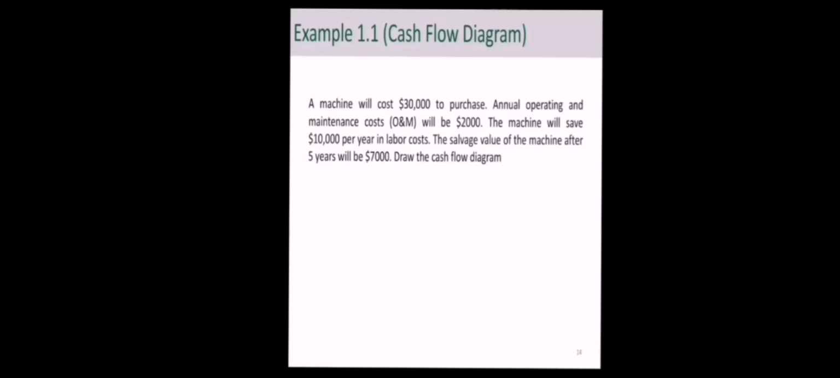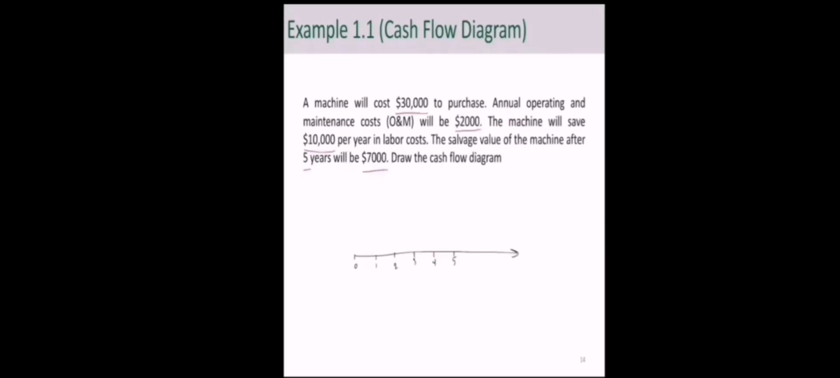So dito is kailangan natin mag-draw ng cash flow diagram. So first is the horizontal line. So ito na yung sa period of time. So as you can see sa given natin is meron tayong 5 years na sa period of time. So meron tayong 5 years. So meron din tayong 1, 2, 3, 4, 5 dito sa ating horizontal line. So it represents the year.